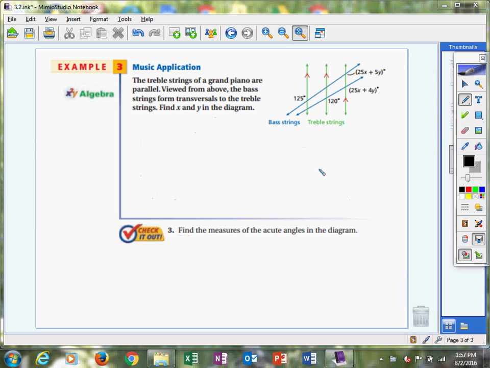Example of section 3.2, and this is a music application. What they're showing you, the green lines are the treble strings of a grand piano, and they're parallel and marked with the red little caret-looking structure. Viewed from above, the bass strings form transversals to the treble strings. The bass strings are going to be in blue, and the treble strings, which are parallel and marked parallel, are green. They're asking us to find X and Y in the diagram.